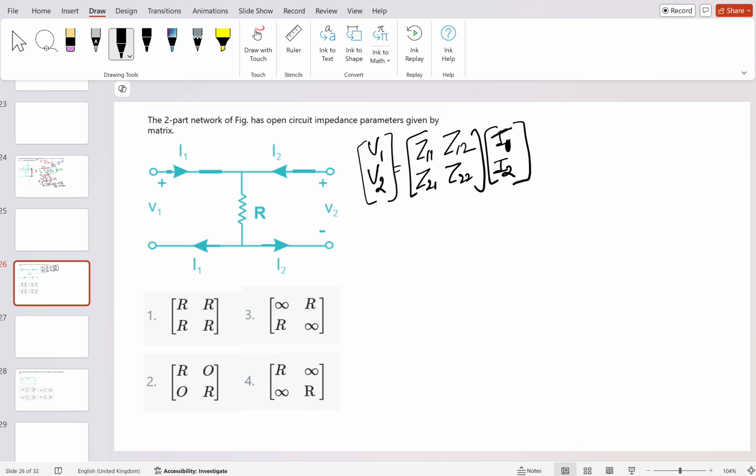Just write the KVL equations. KCL equation or KVL equation, you will get the answer. Okay, I got one answer as option 1. Just wait for 30 seconds more to let others also solve.